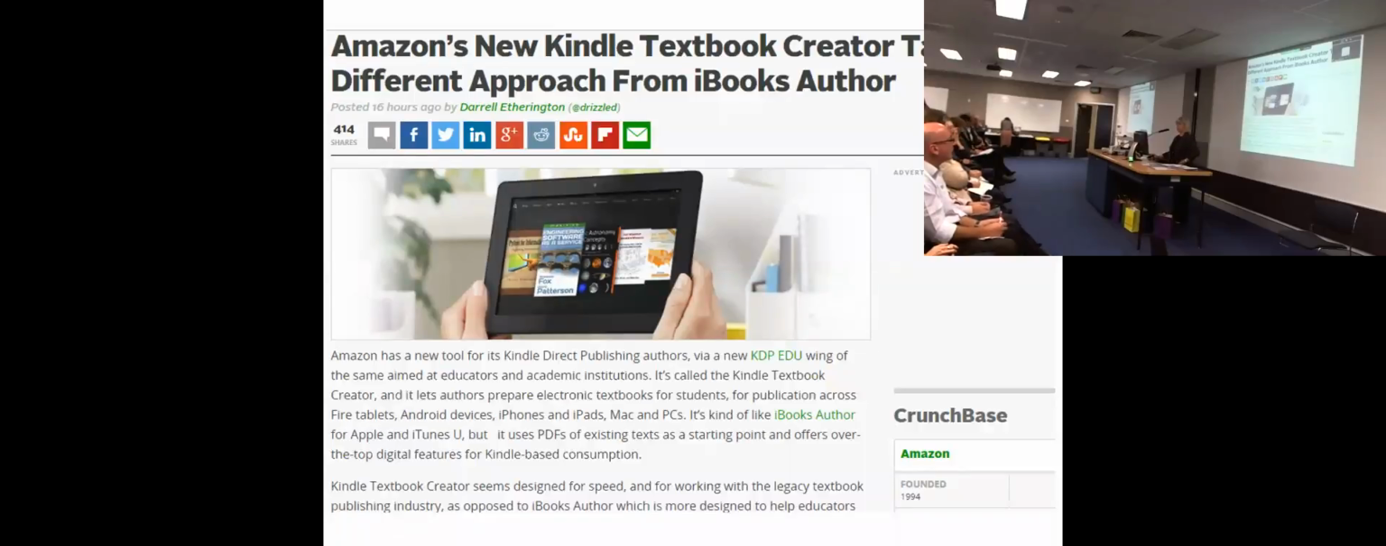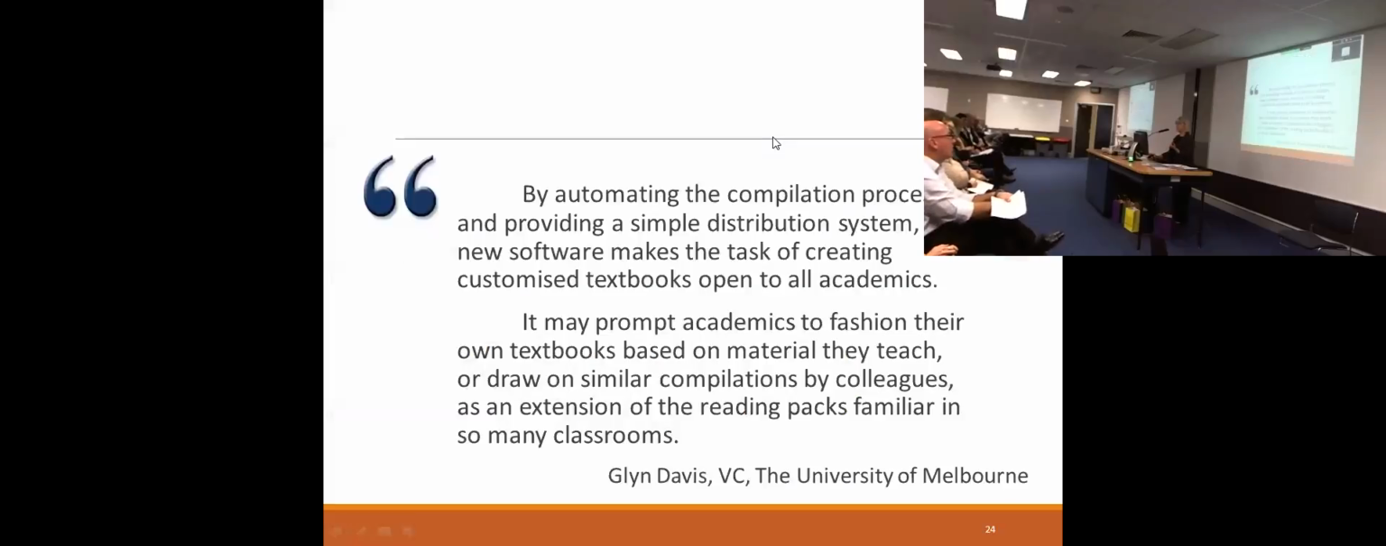In recent weeks, I think it was around February, a new Kindle textbook creator was launched as well. So the other side of the spectrum is being covered there. It's kind of like iBooks Author, but uses PDFs of text as a starting point, as it says. So that's another area to explore. But Glyn Davis at the University of Melbourne has been encouraging academics to explore this area. And so that quote there is basically saying that academics can fashion their own textbooks. And I don't think this is new.